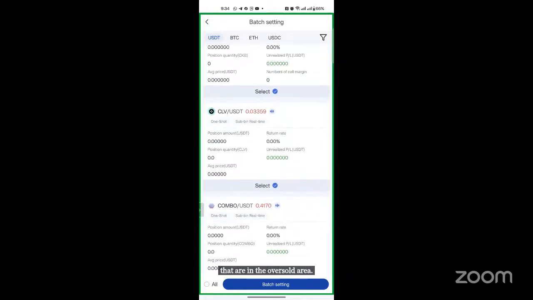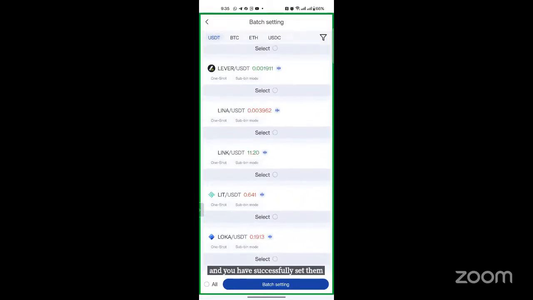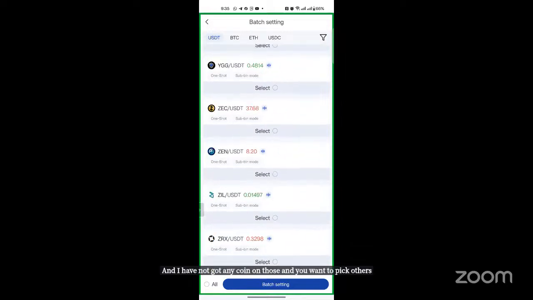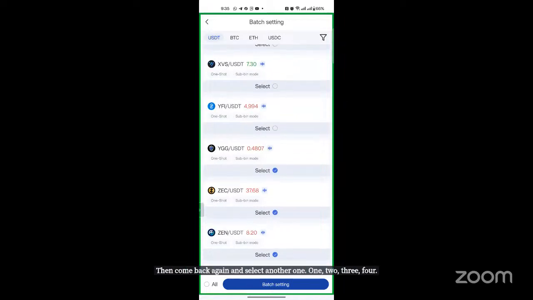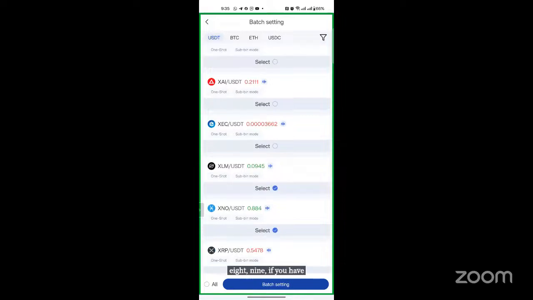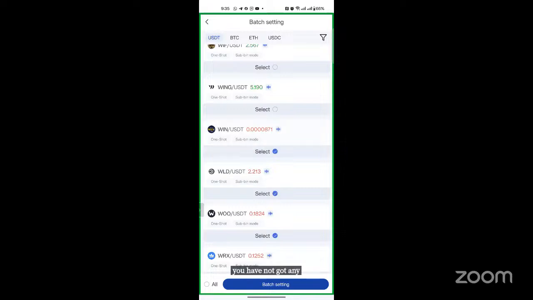So after you have selected the first 80 and you have successfully set them, if you have not got any coin on those and you want to pick others, then come back again and select another one. If you have understood what I mean, you have selected the first 80, you have not got any. Come and select another one. So you can be able to select these coins in batches. Give me a 3 in the chat if that is clear.